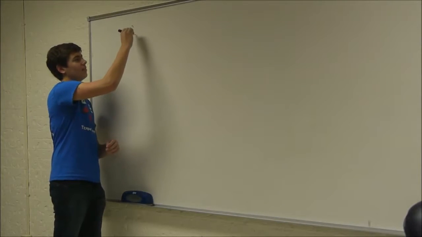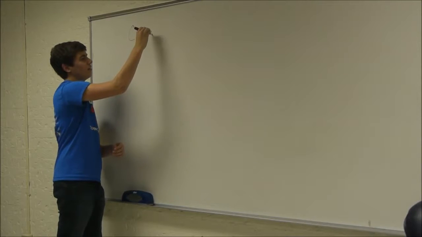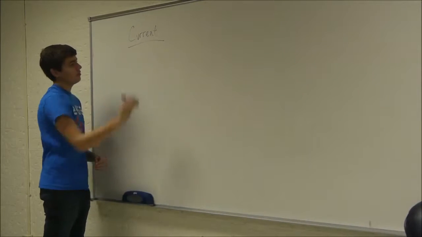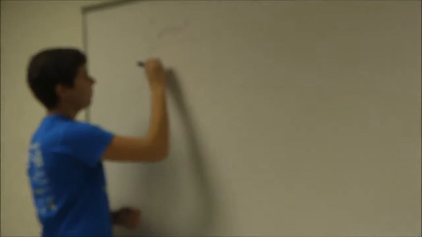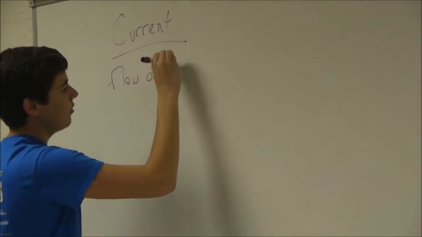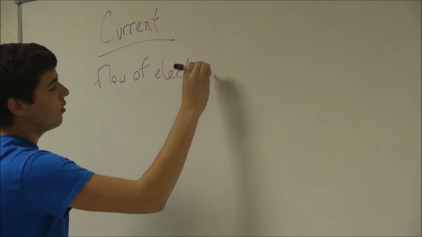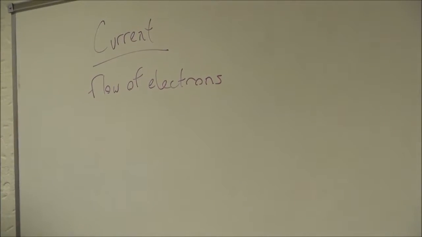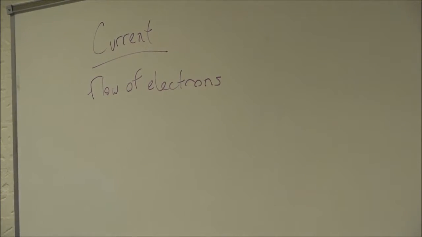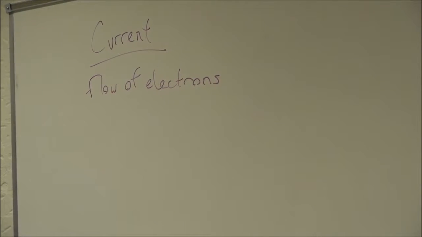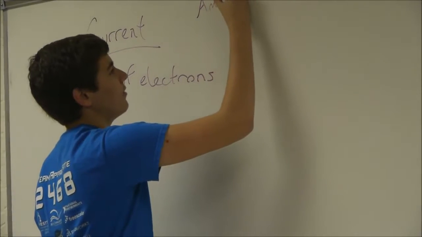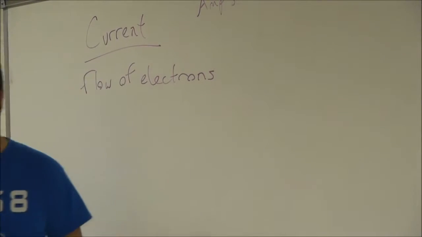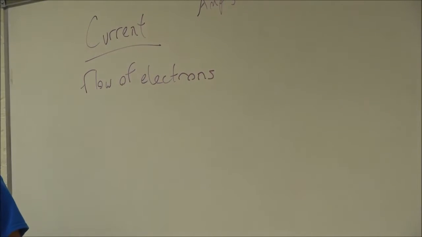Any ideas on what current is? Amount flowing through the circuit? Yes. So it's the flow of charge, the flow of electrons. Do y'all know the unit of current? Amp. Amp, yes. So what else can we write an amp as? A milliamp.